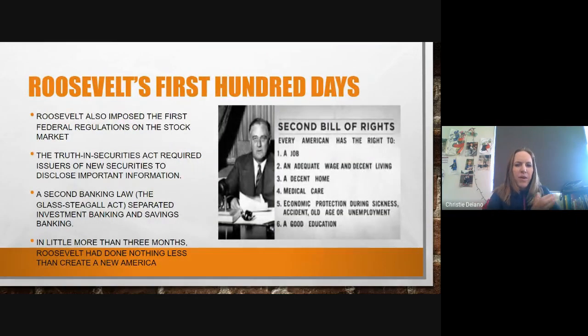Back to his 100 days. This is his first 100 days in office since taking over the presidency. He imposes regulations for the first time in the stock market, rules regulating how the stock market will operate. The Securities Act is related to the stock market, so this idea of disclosing information. More banking laws will separate investments and savings, investments as in stock market. After 3 months, basically, he had created a new America in the way things had operated.